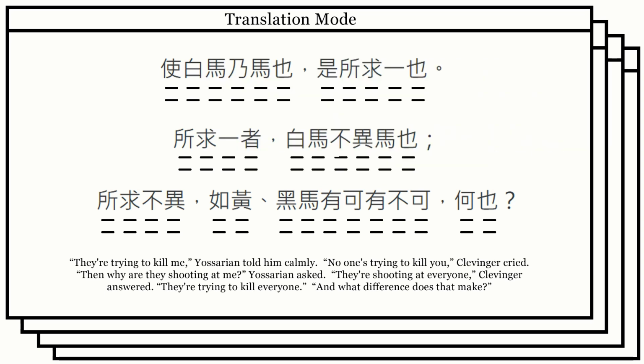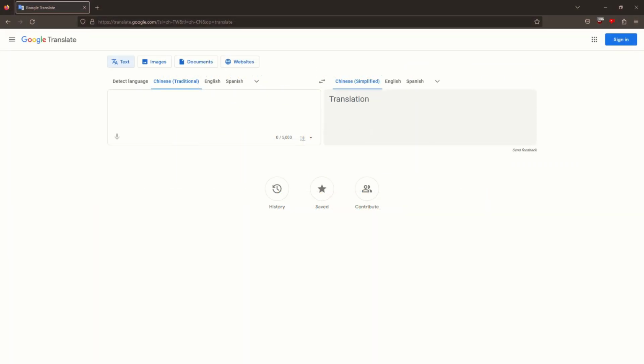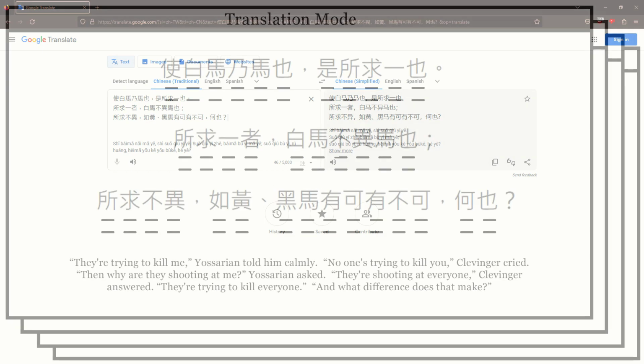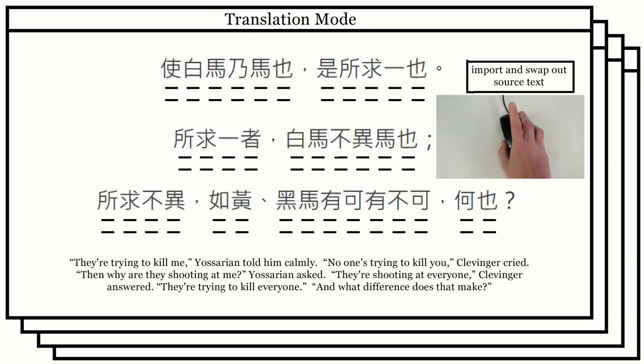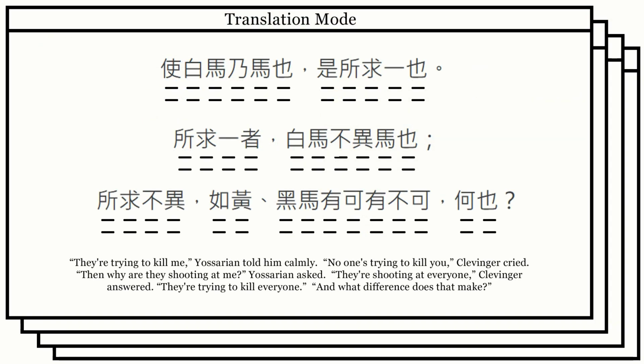And now I can use some other program for converting from traditional to simplified. What I'll do then is I'll export the source text in traditional, I'll put it through Google Translate, set to translate Chinese traditional to Chinese simplified, or any other program that does that kind of conversion. And then I'll use import and swap out and give it the simplified that came out of that converter.